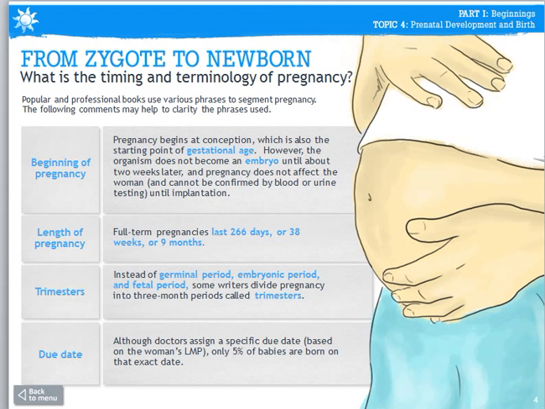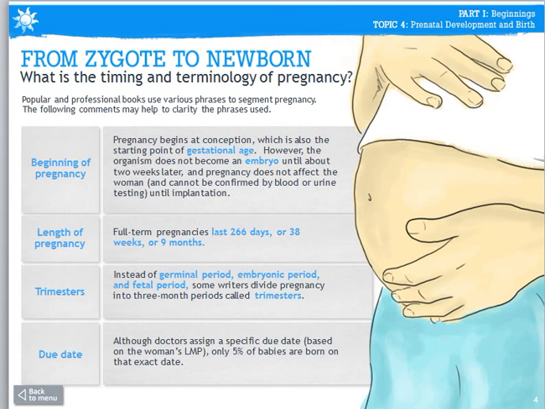Alright, so when we talk about from zygote to newborn, you looked at the video that showed you that pregnancy begins at conception. It showed you the process of conception, right? Where the sperm meets the egg. And this is also the starting point of the gestational age. The organism doesn't become an embryo until about 2 weeks later, and this is usually when a woman is able to find out that she is in fact pregnant, by that 2-week mark usually.